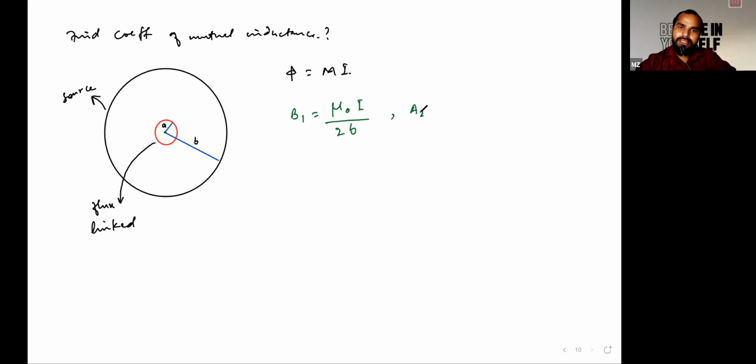Calculate the area of the secondary coil, that is this particular smaller one. It has area A, so it would be pi times A squared. Multiply them to get flux. Just put the value of flux in this equation, cancel out I, and try to obtain M.